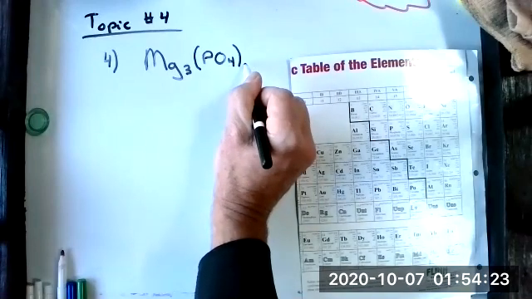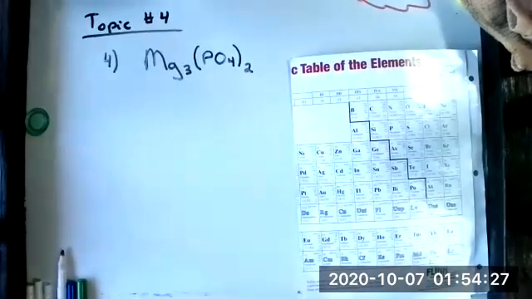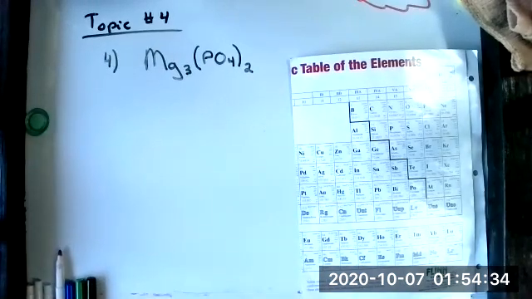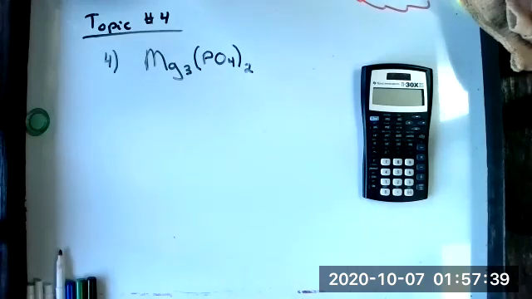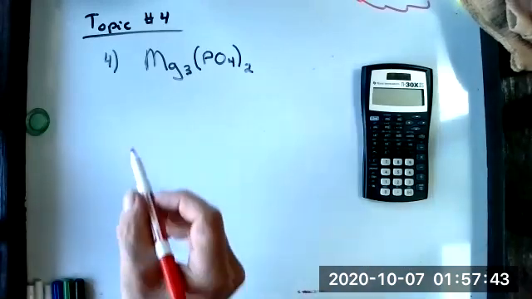And I'm going to put a 2 out here. Ooh, come on. You can do this. All right, my friends. Go. Calculate its molecular mass. Start on the left, work your way to the right, get the total.